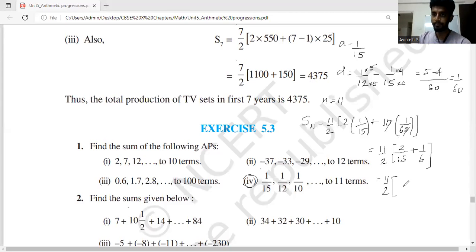Again, we take LCM. LCM will be 30. So 15, we have to multiply it by 2 in the numerator and denominator. So we get 4 in the numerator, and 6 we have to multiply it by 5 in the numerator and denominator. Whole divided by 30. So we get it as 11 by 2 into 9 by 30. Now this can also get cancelled, which is 3 by 10. So finally the answer will be 33 divided by 20.